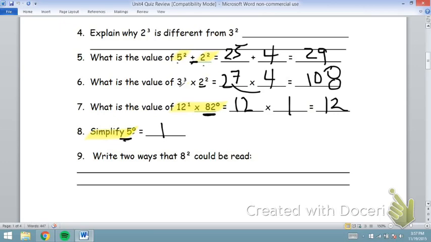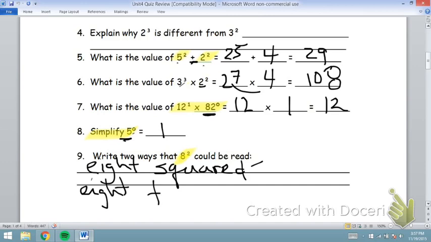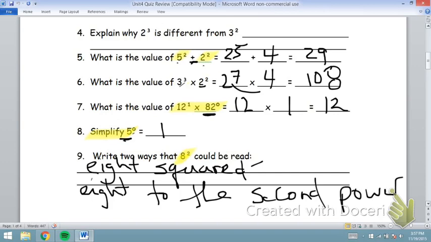Number 9 is just writing 2 ways that this exponent could be read. So one way you could say is 8 squared, because we're raising it to the second power. And another word for raising any number to the second power is squared. Or 8 to the second power. Pretty easy.